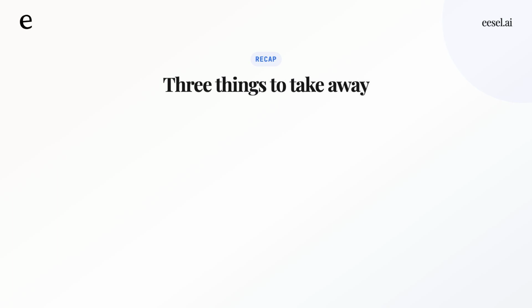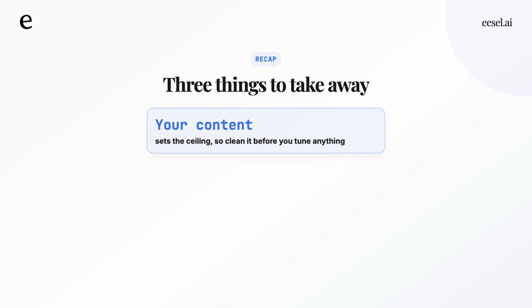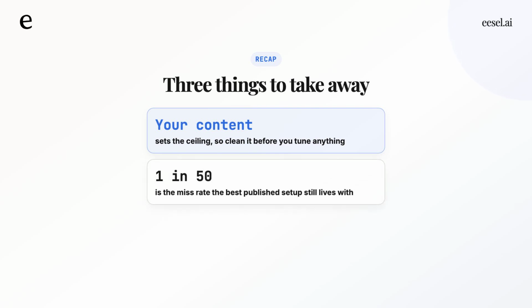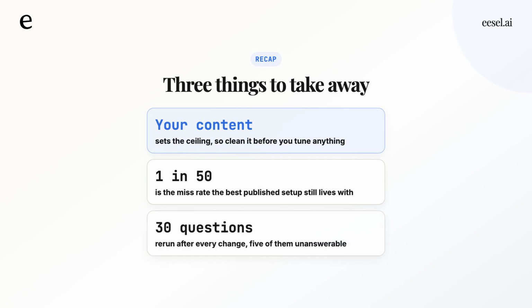3 things to take away: your content sets the ceiling, so a smaller and cleaner corpus beats a bigger one. Even the best published setup lives with a miss about 1 time in 50, so plan for the miss. And 30 known questions, rerun after every change, tell you more than any dashboard.